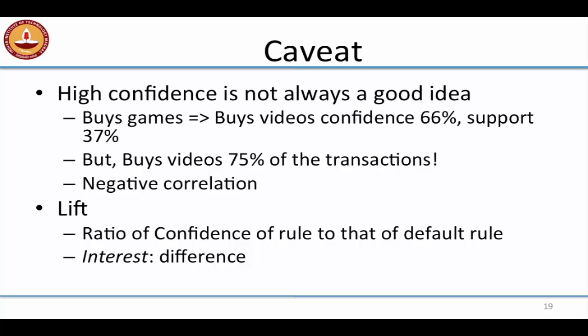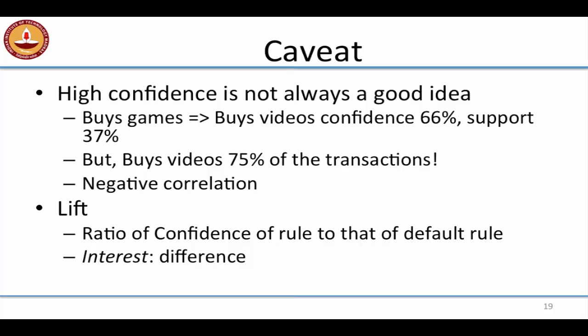So essentially, it means 37% of the people that came to their shop bought games and videos, and 66% of the people who bought games also bought videos. But then if you just look at what fraction of their customers bought videos, that is 75% of the customers actually bought videos. So even though this rule has a high confidence, you can see that if you buy a game, it actually implies negatively on buying videos.